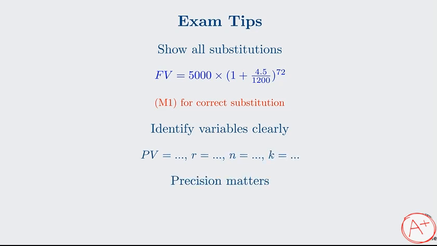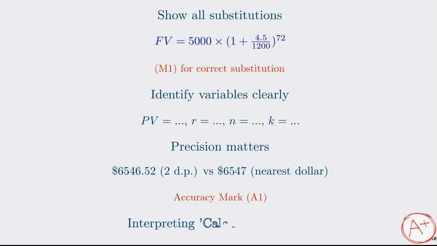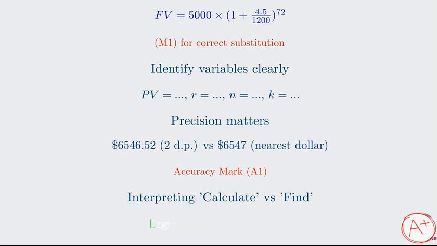Unless a question specifies otherwise, always give financial answers to 2 decimal places. However, if the question asks for the answer to the nearest dollar, follow that instruction strictly, or you will lose the final accuracy mark. In IB command terms, calculate usually implies a numerical answer is required, often with working. Find is more general, but still requires a clear logical path. In both cases, the sequence of your logic is what secures the marks.